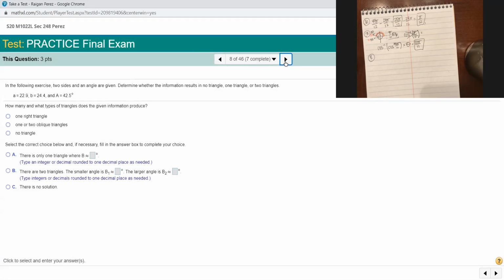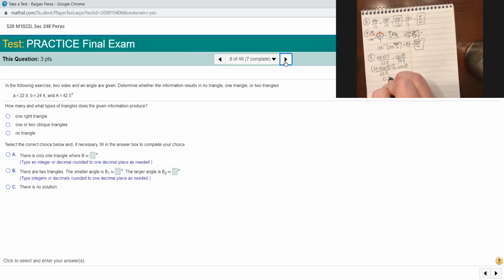Number 8. In the following exercises, 2 sides and an angle determine the information: 1 triangle, no triangle. Okay, so we have to find sine of B. So I have sine of 42.5 over 22.9 is equal to sine of B over 24.4. This is 24.4 times sine of 42.5 divided by 22.9 is equal to sine of B. So I'm going to put that in my calculator. Remember, use parentheses at the top. So 24.4 times sine of 42.5 divided by 22.9.